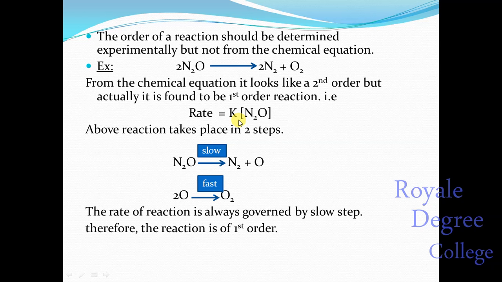The above reaction actually takes place in two steps. The first step is N2O undergoing a slow reaction, and as a result we are getting nitrogen plus nascent oxygen. The next step is we take 2 moles of nascent oxygen. The reaction takes place fast, and as a result we are getting O2, that is the oxygen molecule. So the rate of reaction is always governed by the slow step. Therefore, this reaction is of first order.